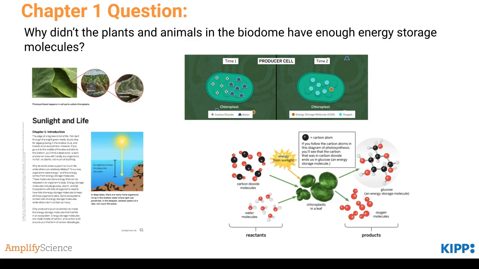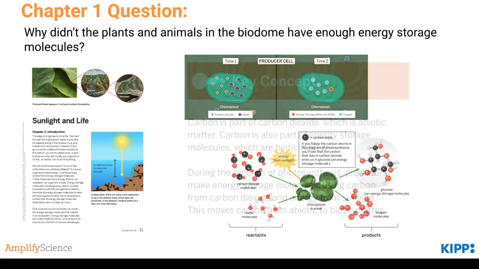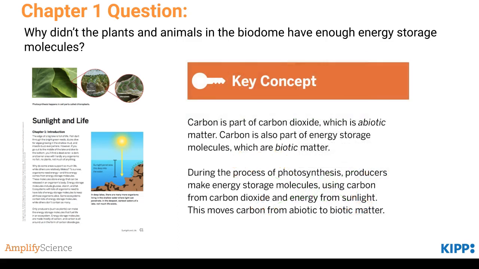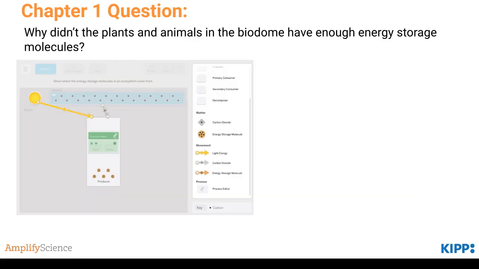Students notice that water and carbon dioxide are taken in by the chloroplast, and energy storage molecules are produced along with oxygen. They also notice that carbon is a part of carbon dioxide, which is an abiotic matter. Carbon is also part of energy storage molecules, which are biotic matter. Students are then introduced to the modeling tool, and afterward they build a model to show where an ecosystem's energy storage molecules come from.